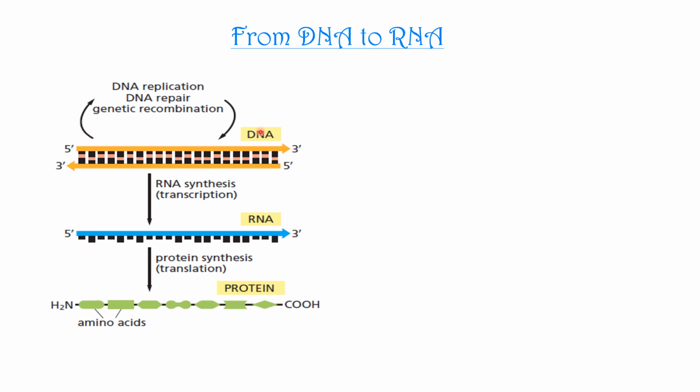That is, we have a double-stranded DNA, and from the DNA, we have the synthesis of RNA via a process called transcription. And from the RNA, we have the synthesis of the protein by the process of translation. So the flow of information from the DNA to RNA and from RNA to protein, that is the central dogma of molecular biology. And today we'll be talking about this step, the synthesis of RNA from the DNA.